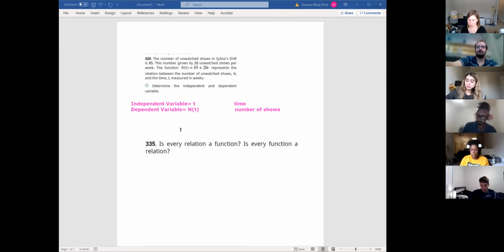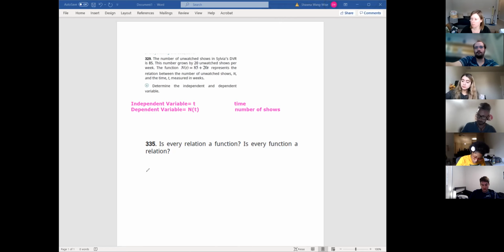All right, what about 335? Y'all can read that one and tell me what you think. Is every relation a function? No. Why is every relation not a function? Or can you give a counterexample?